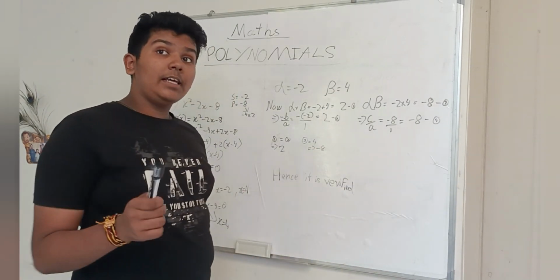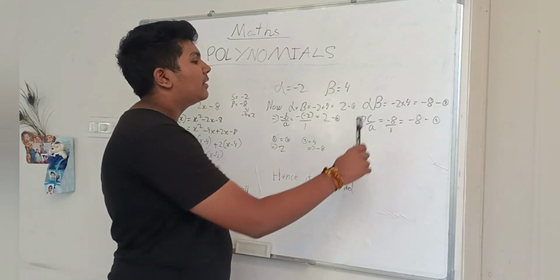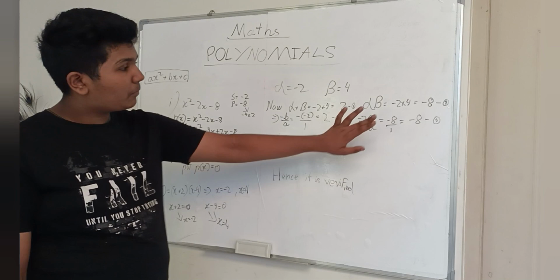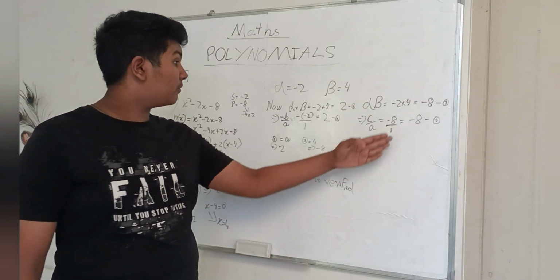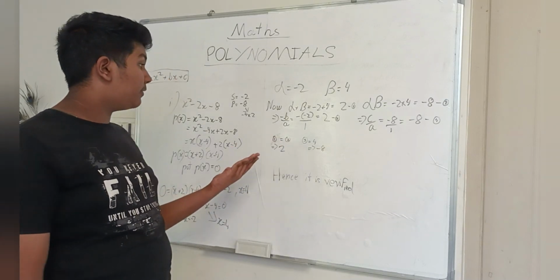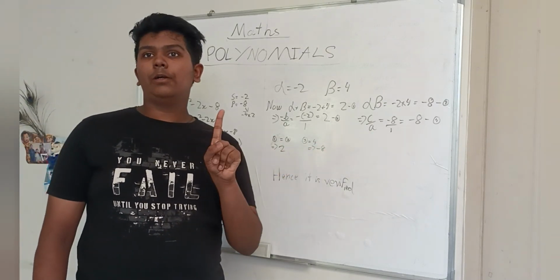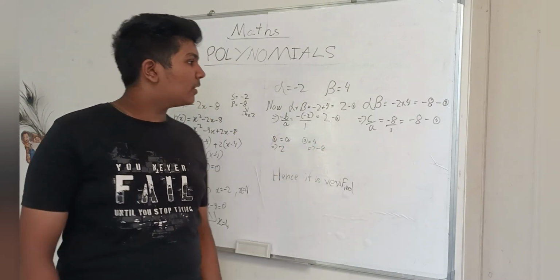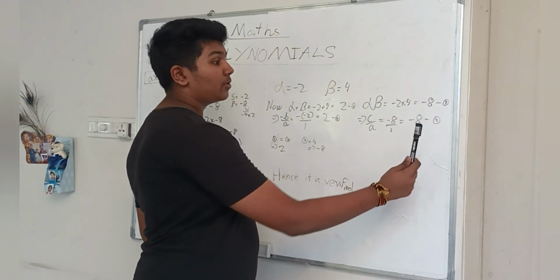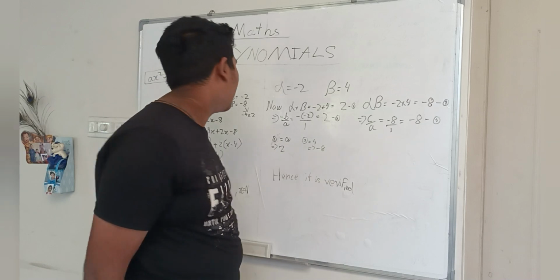Next is c by a. What is c here? Minus 8, right? So we'll be putting minus 8 as the top one. Down one, as I already told before in the previous verification, 1 is in the denominator, and the answer is minus 8. And this is equation number 4.